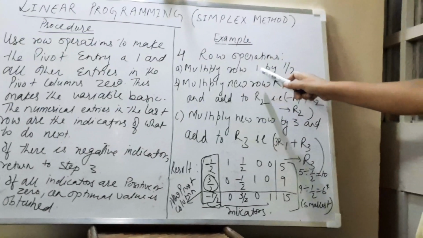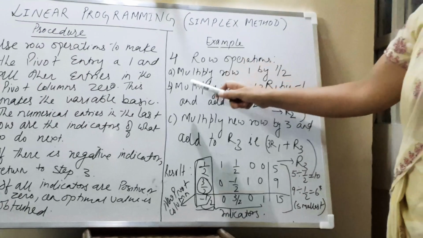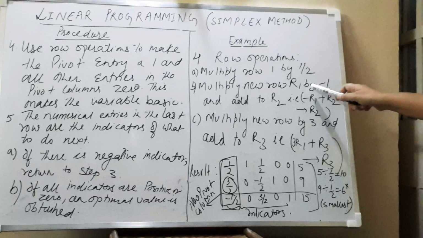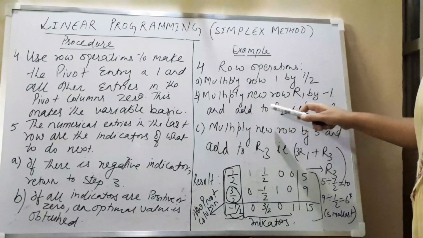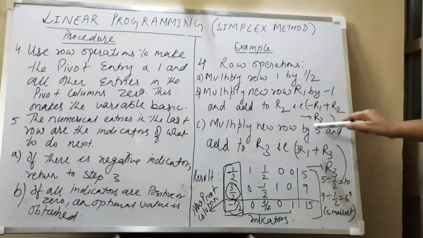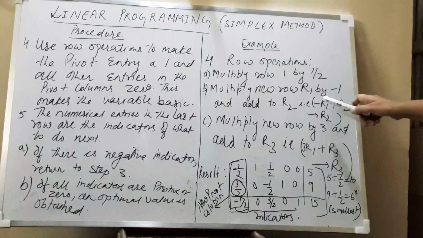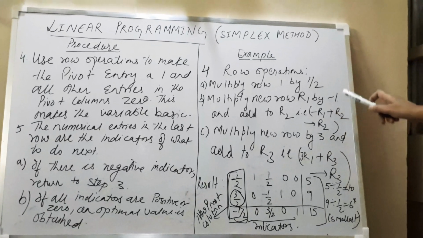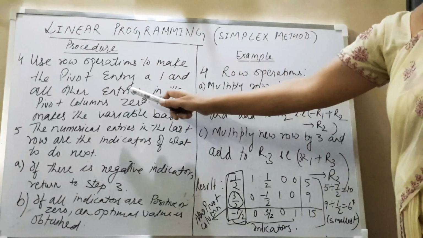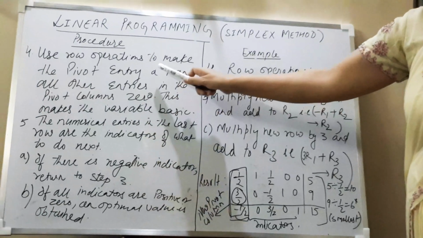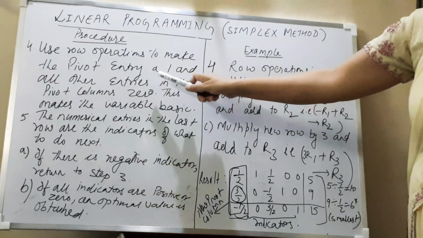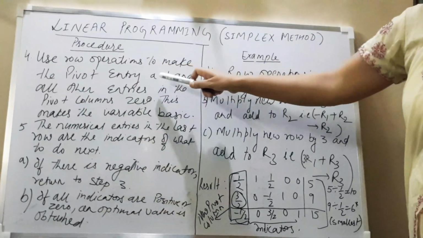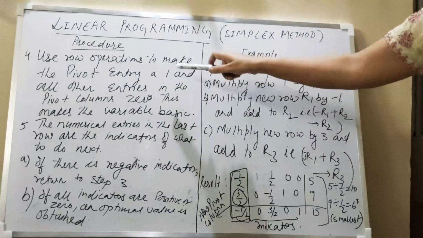A, multiply row 1 by half. B, multiply new row R1 by -1 and add to row 2. That is the step you have to do. Minus R1 plus R2 gives R2. This becomes the new row. And why are we doing this? Because we have to bring 0 at every place in the pivot column except at the pivot entry. Here at the pivot entry place we have to bring 1, which is circled.